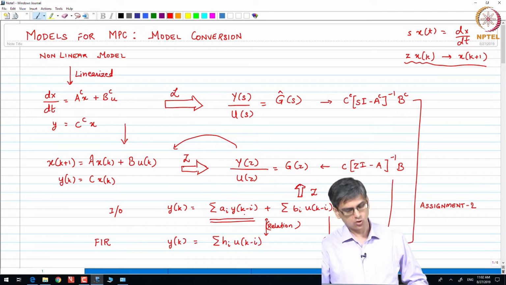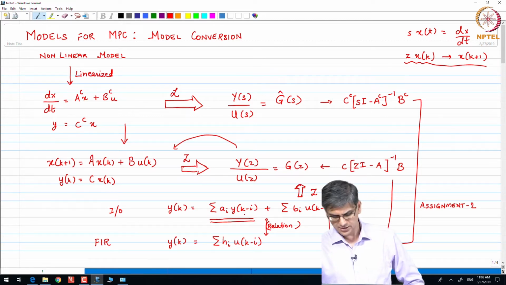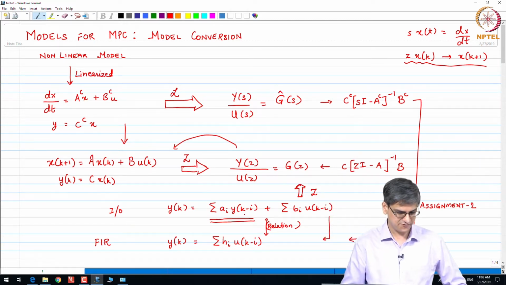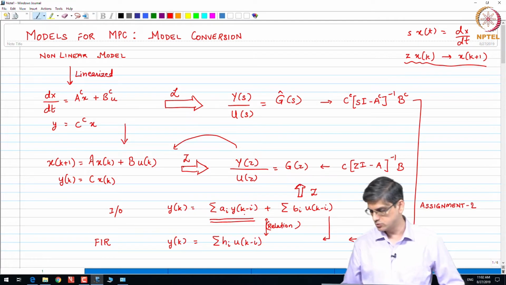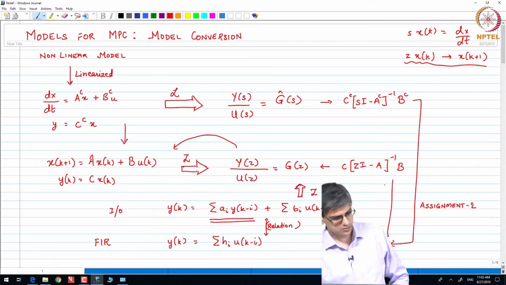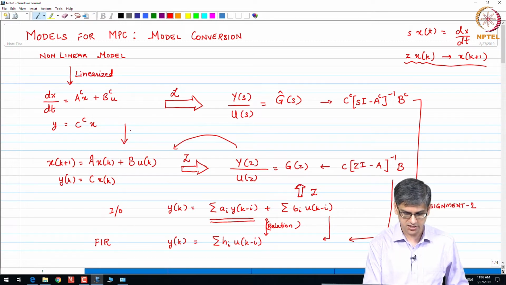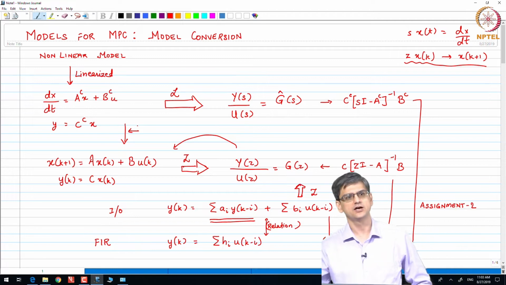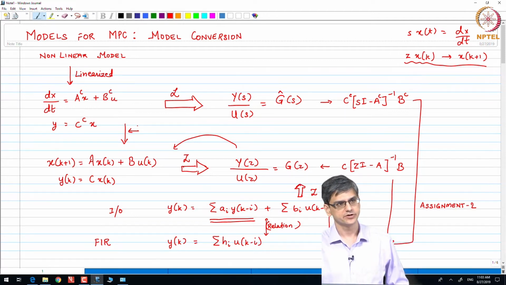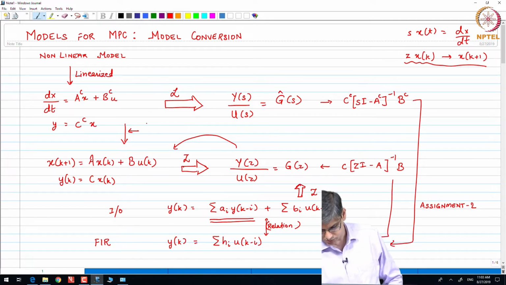So, let us just take this FIR and IO and try to correlate between the two. This particular part, how to go from continuous to discrete, I hope I will be able to cover it today. If not, I will cover it in tomorrow's lecture. Let us see how it goes.